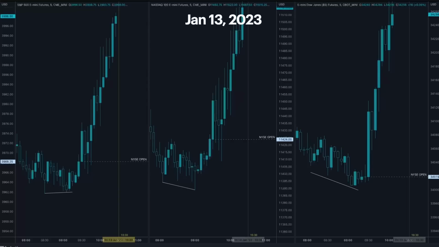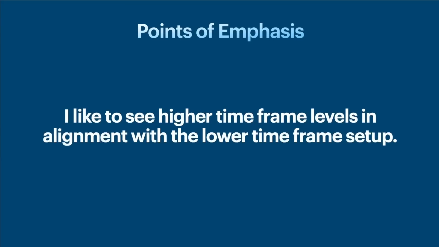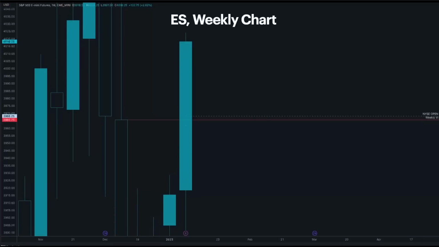But I'm going to suggest another way that I like to decide which one to take. I like to see higher time frame levels in alignment with the lower time frame setup where possible. So if we look back at this example, and this might take some time and experience with ICT, understanding which higher time frame levels to look at. But in this case, here we have on the weekly chart this red level right here. This is one volume imbalance level here. So we have this volume imbalance between this close and this open on the weekly chart.